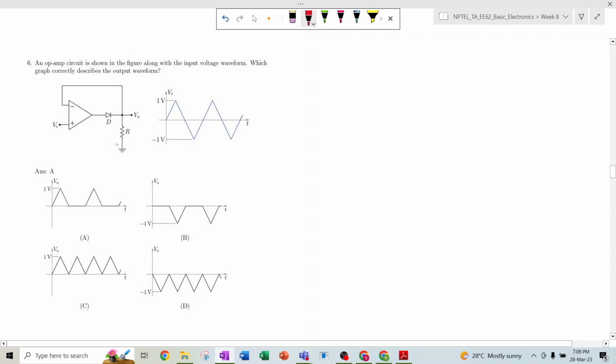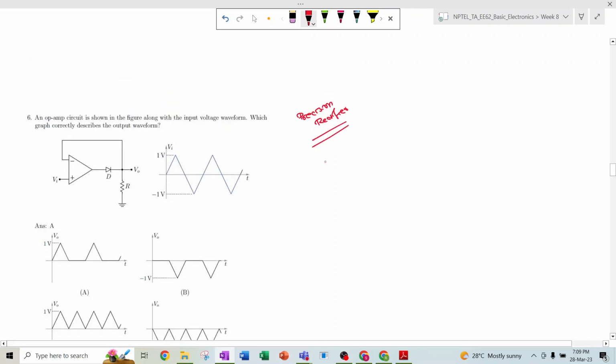So this is known as a precision rectifier problem. The op-amp circuit is shown in the figure along with the input voltage. Which graph correctly describes the output waveform?